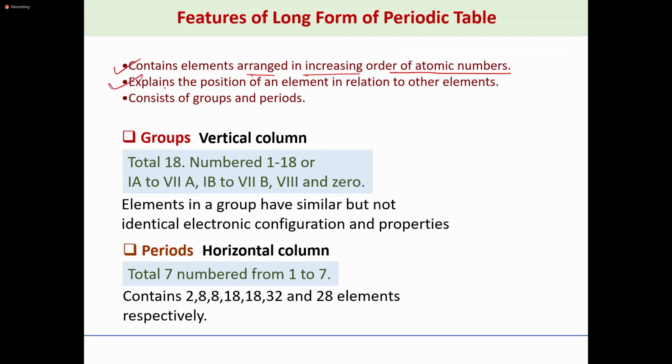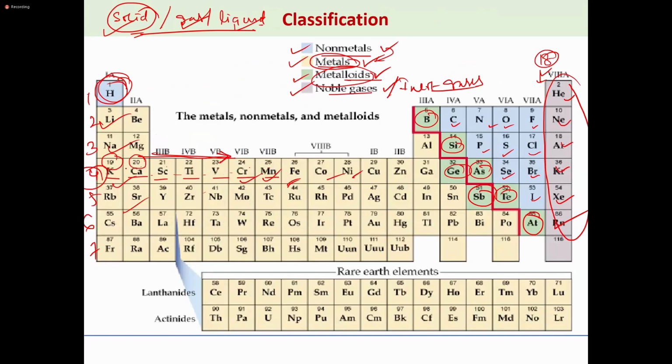The second point is that it explains the position of an element in relation to other elements. What is that? Suppose potassium and rubidium are both alkali metals. So there is a relation between potassium, rubidium, and cesium. All these elements are alkali metals, so there is a relation. That's why they are all present in the same group.